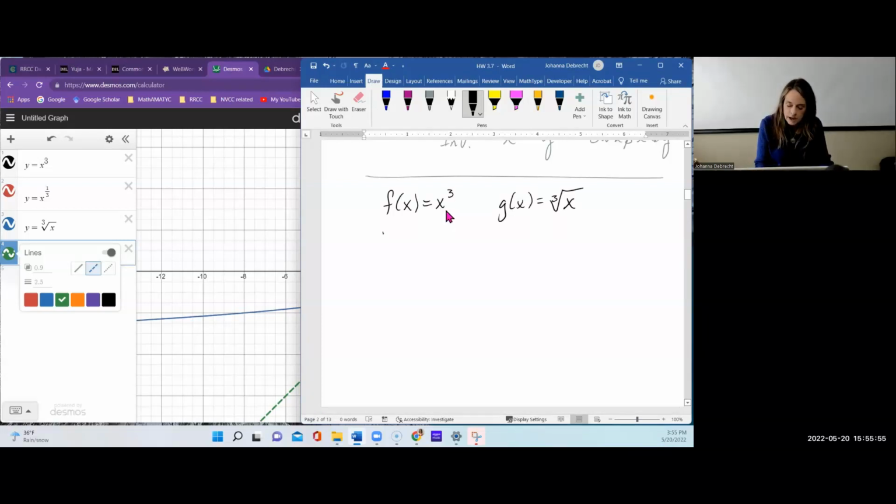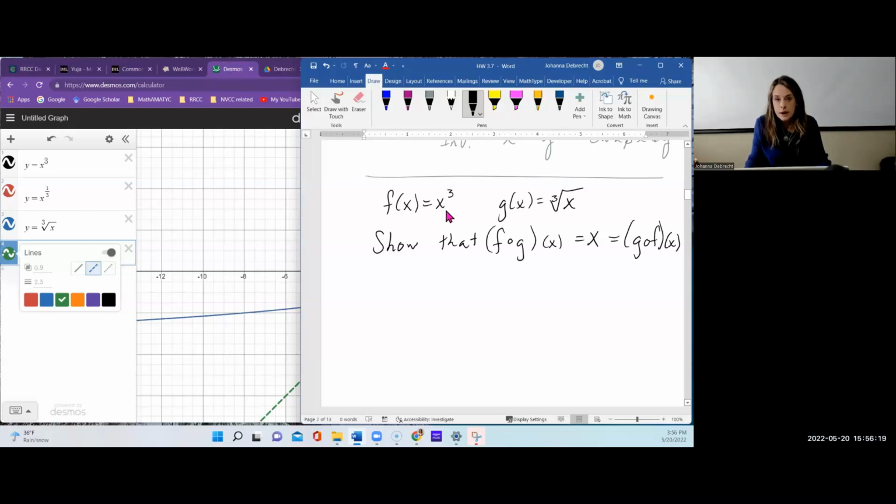In other words, if I can show that f composed with g using x is equal to x, which is equal to g composed with f using x, then I will have shown that they are inverse functions of one another. This kind of composition is in both directions, so we have to check them both. Checking one direction doesn't prove it. It may work in one direction, but not in the other. So you have to check both directions.